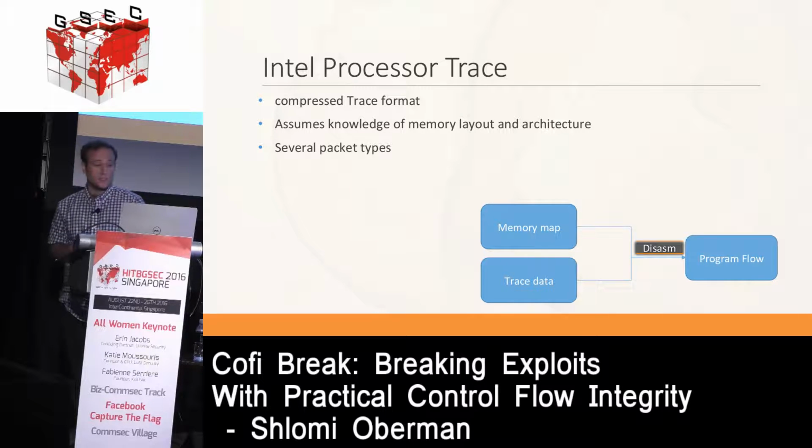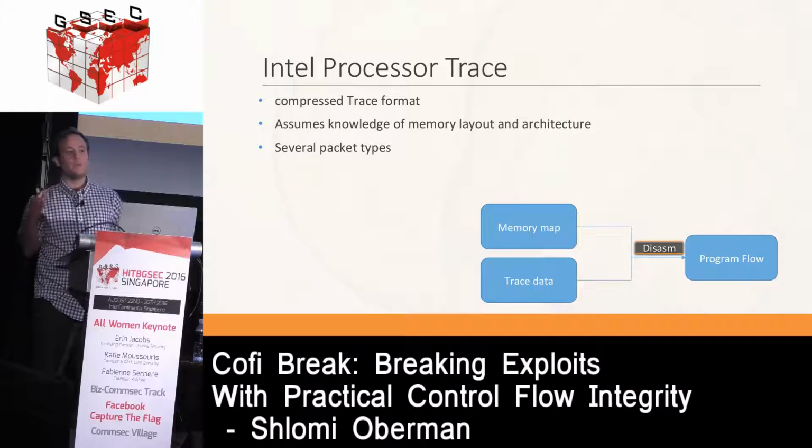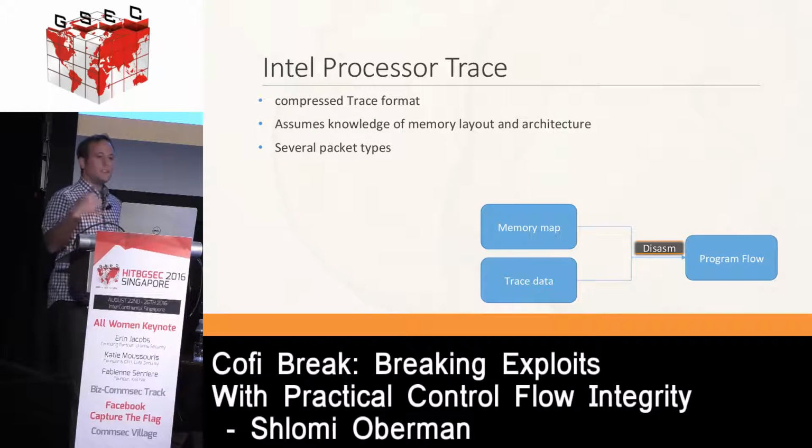So how do we analyze a trace? The format is compressed. It only contains information that has to be contained within the format, and so it assumes a memory map of the program. This means when you analyze the trace, you have to have the disassembly that was running, you have to have the exact memory layout and the exact bytes in every address of memory while the program was traced. So you take a memory map, you take the trace data, you disassemble the memory map, and you have the program flow. This is the general architecture of how trace is performed.